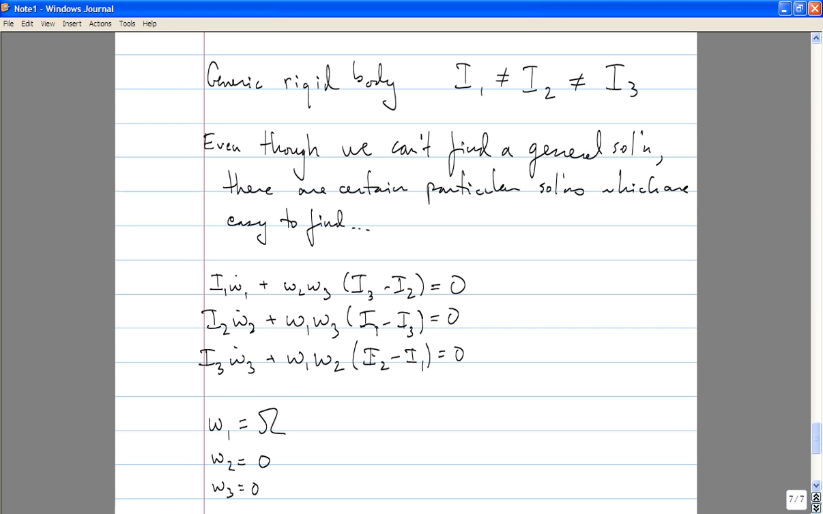Yes? If you're saying that omega 2 and omega 3 are 0, so the last two equations become omega 2 dot is 0, then if you integrate, you'll get constant. Omega 2 equals 0 implies omega 2 dot equals 0. So I'm not looking for a generic solution to the equation. I'm just looking for a particular solution.